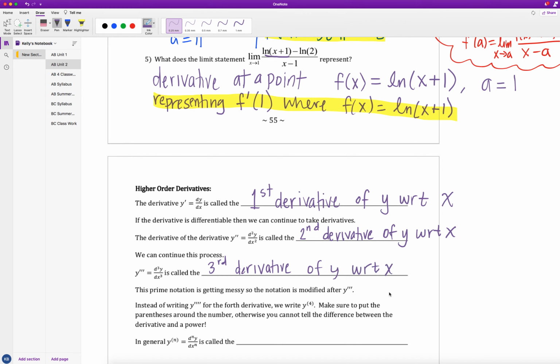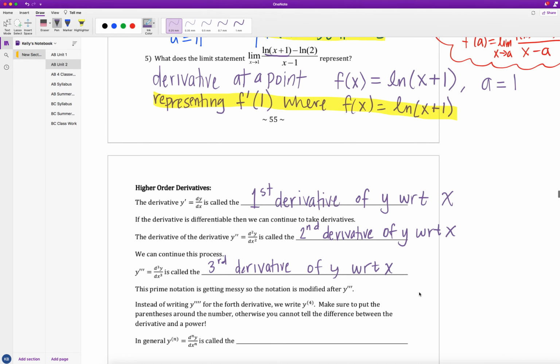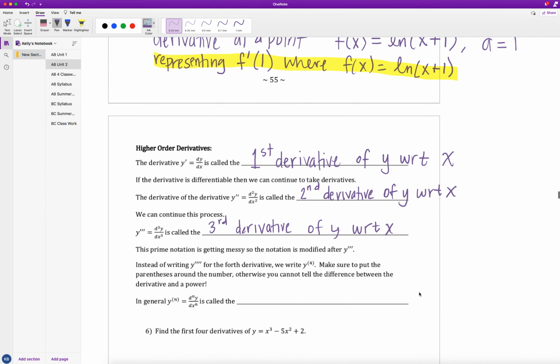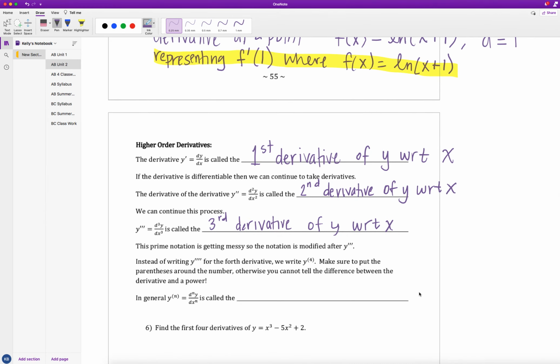And this can continue on forever and ever, but the prime notation does start to get messy. If I have 4 primes that I have to write, even if I have 3 primes, it looks very cumbersome. So this is one of those benefits of having multiple notations: as you're starting to take higher order derivatives, that operator notation that we had of dy over dx, or the second derivative of y with respect to x, that's a lot cleaner to look at than y with so many primes next to it.